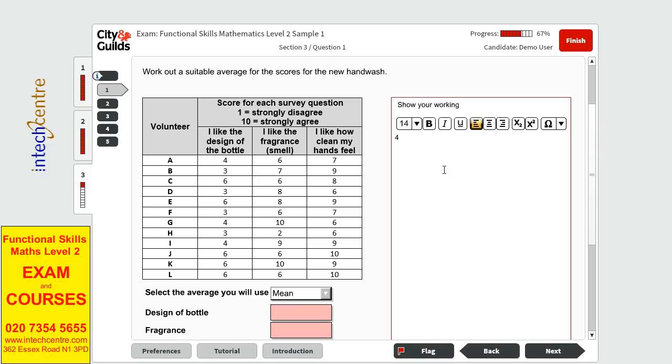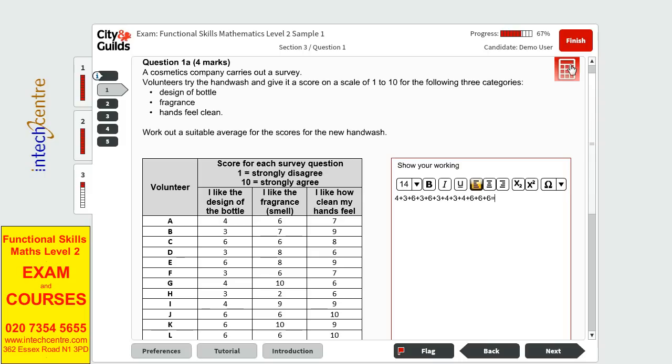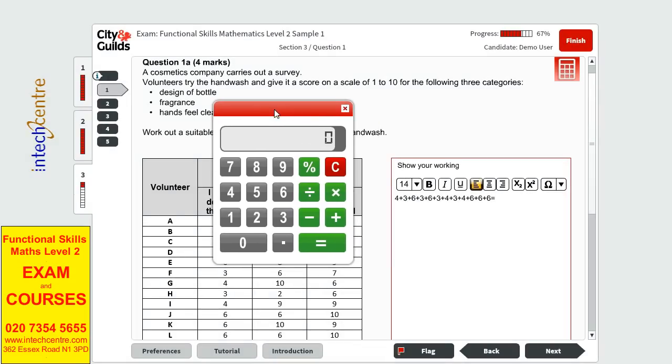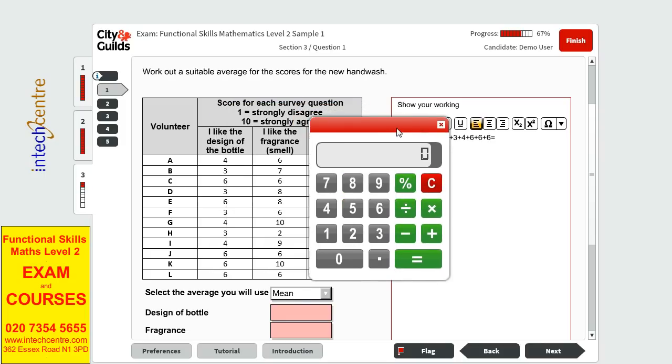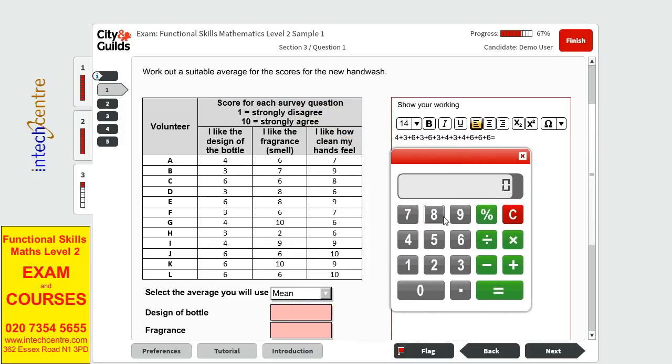Let me try to do all of them for you so that you have an idea about each one of them. So let's start with the mean for the design of the bottle scores. Let's find out how much that would be. In the actual exam, you have to pick one average. If you pick the mean, you have to do the calculations for the mean, because they will ask you which one you chose, and you will have to carry on the calculations for that exact one.